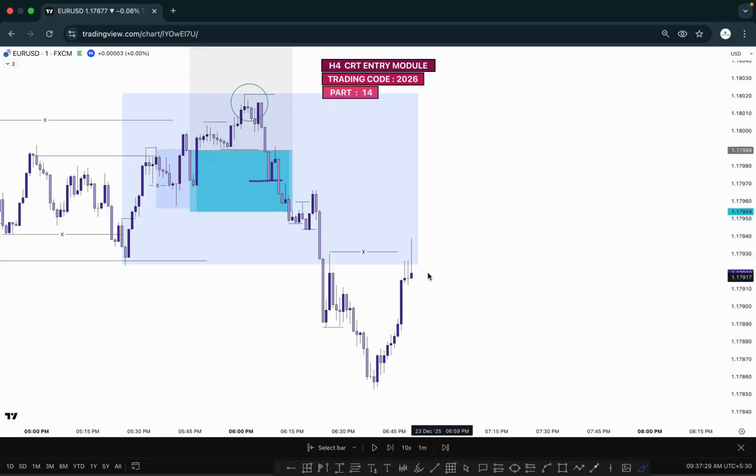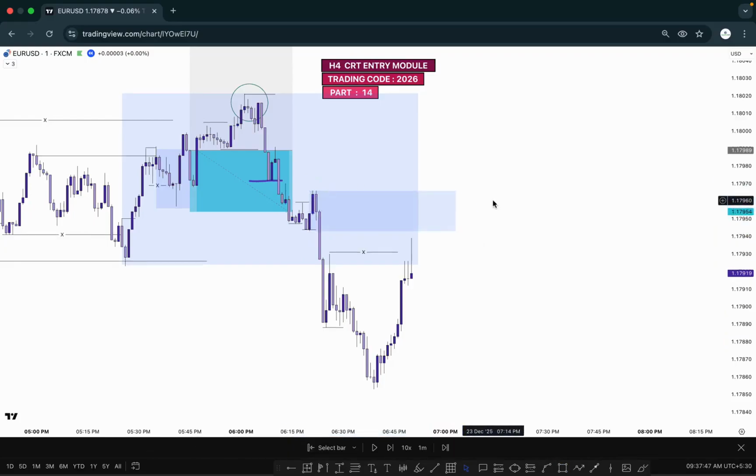And the next probability is that if the market continues higher to mitigate this unmitigated order flow, we can plan here for the sell on the downside. So basically we have two choices here for the sell. Let's see what happens next and how price reacts here. Once price taps on it, we can also plan for the sell.